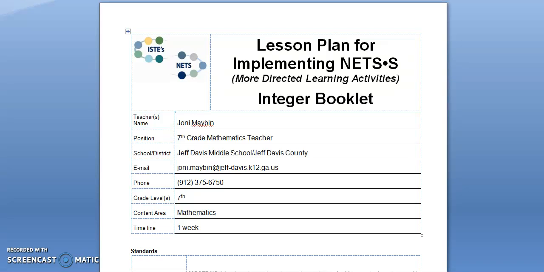When writing their integer rules, students will have access to their interactive notebooks as a reference. Each year, we started this last year, we put all of our notes into an interactive notebook because we don't have textbooks. So students are always encouraged to go back to their interactive notebook to look at their notes.